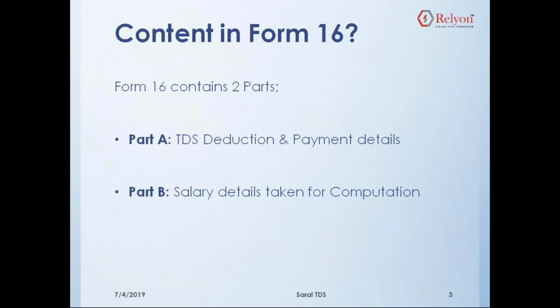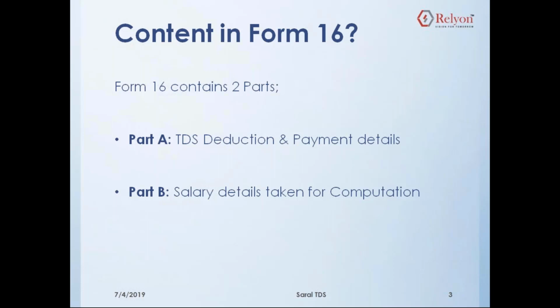Okay, so the content in Form 16. Since we're talking about salaried employees, there are two parts, Part A and Part B. We will see them in depth, but overall, Part A is basically my tax deduction details and payment details. If I've deducted tax for a particular employee and the same payment has been done to the department, that information will be shown in Part A. So that completes Part A.